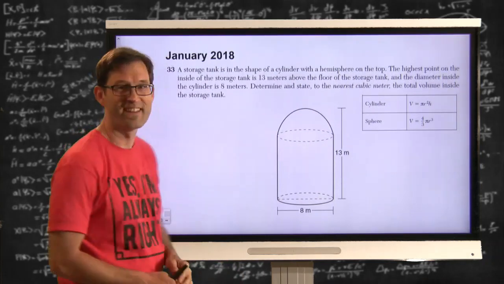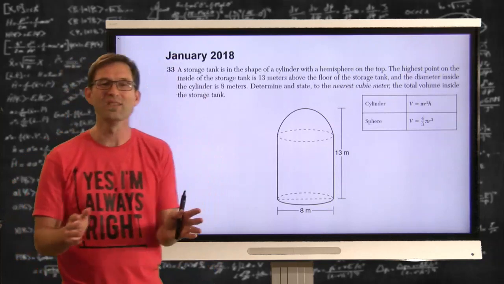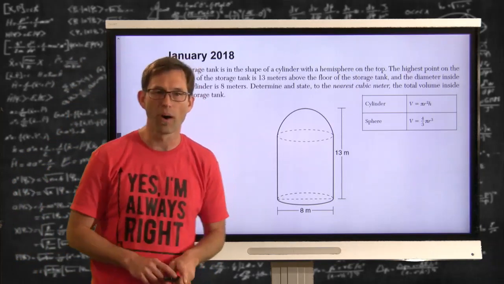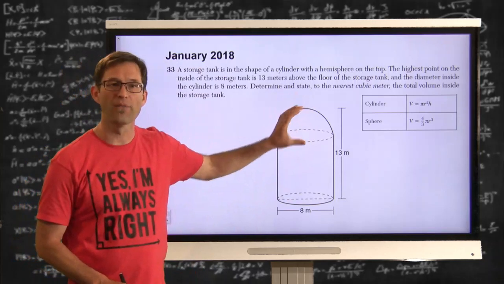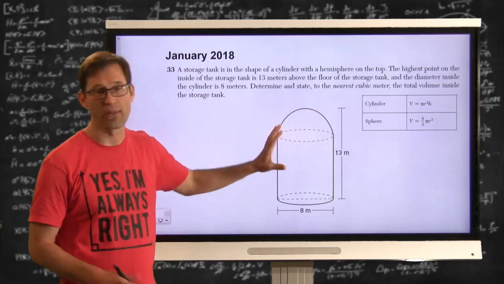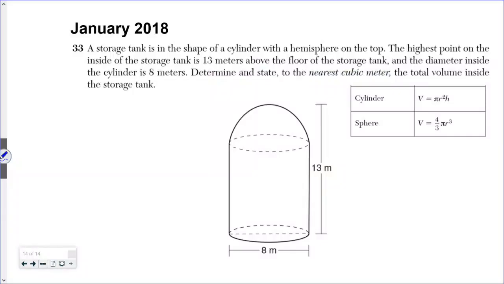All right, we're running out of time. January 2018, this is going to be an additive volume problem because we've got a cylinder and a hemisphere sitting on top of it and we want to add their volumes together. That's the long and short of it, but let's take a look at it. Number 33, a storage tank is in the shape of a cylinder with a hemisphere on top.